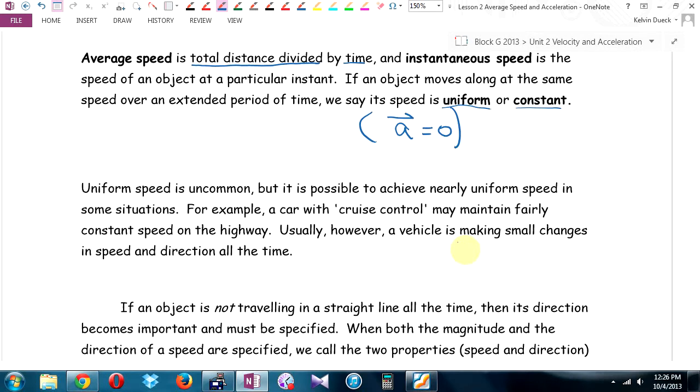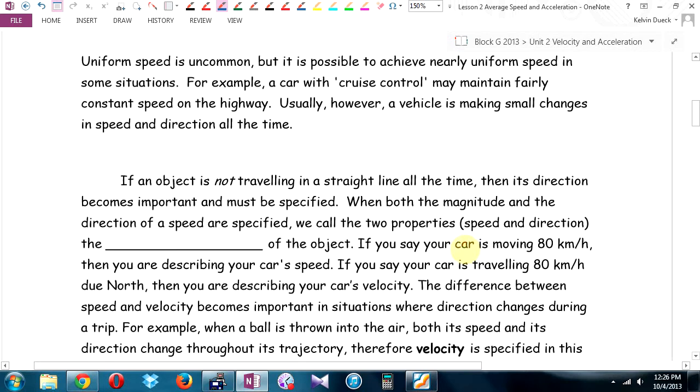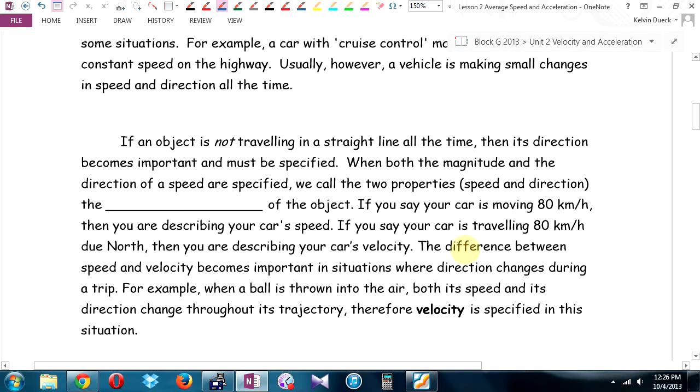If an object is not traveling in a straight line all the time, then its direction becomes important and must be specified. When both the magnitude and the direction of a speed are specified, we call these two properties, speed and direction, what did the V stand for? What did you say? Velocity. The velocity of an object.